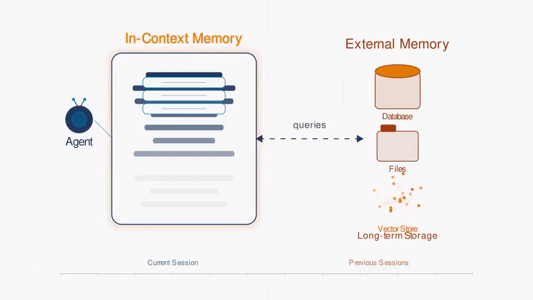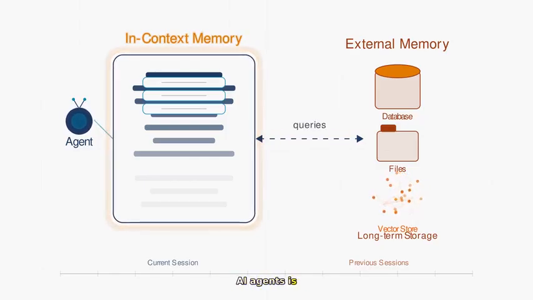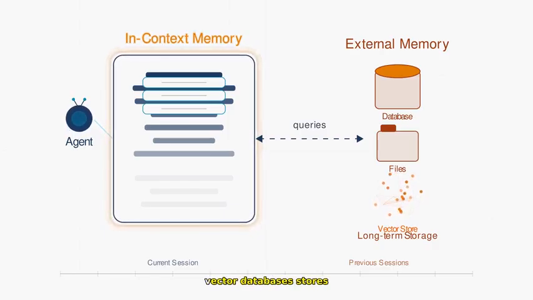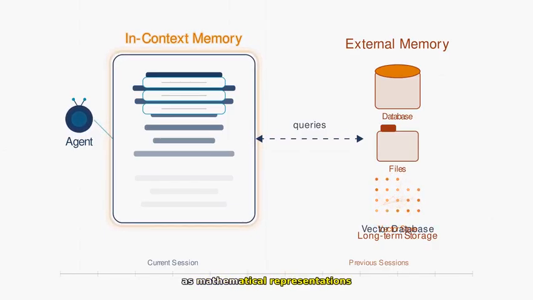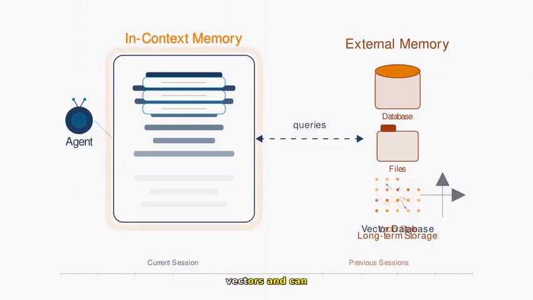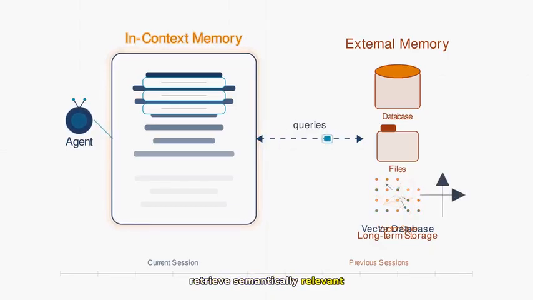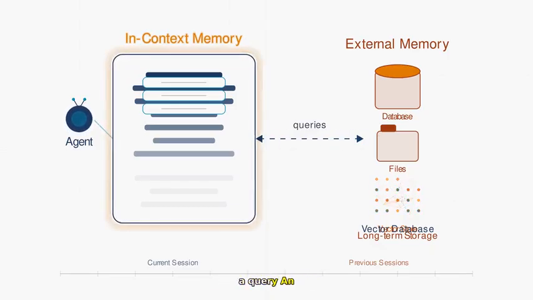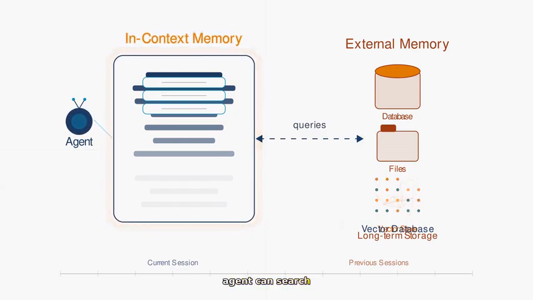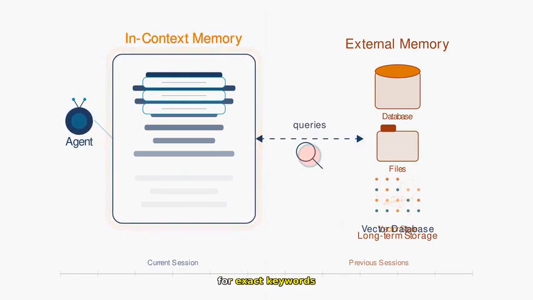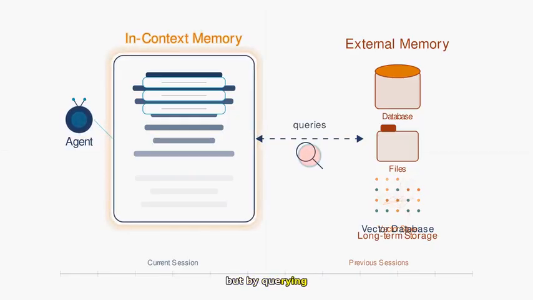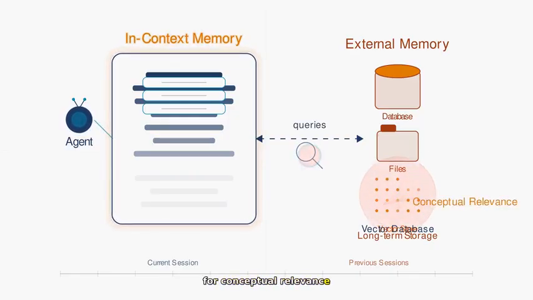In practice, external memory for AI agents is often implemented using what are called vector databases, stores that hold text as mathematical representations, vectors, and can retrieve semantically relevant content based on a query. An agent can search its external memory the same way you'd search Google, not by looking for exact keywords, but by querying for conceptual relevance.